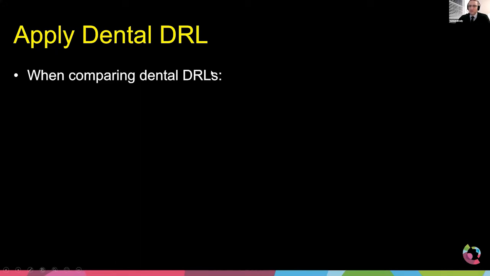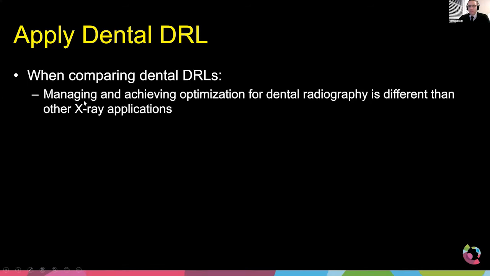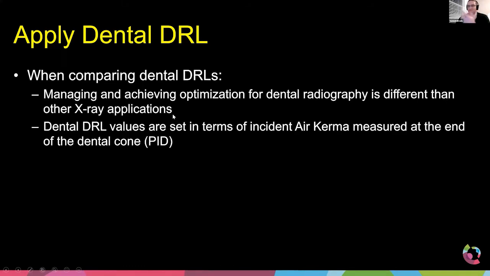All right, dental DRLs are unique. Dental is probably the only modality where we're not actually comparing patient dose. What we're doing is managing and achieving optimization based on the application of the x-rays. And so when you saw Dr. Panrutai's data, they calculate it based on various different teeth, various different incisors and molars.